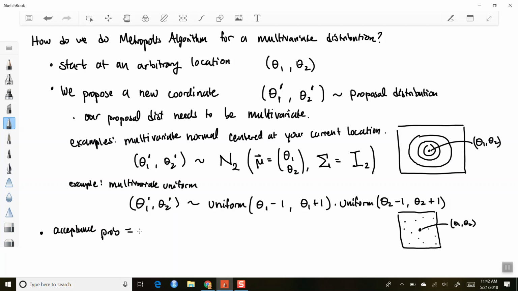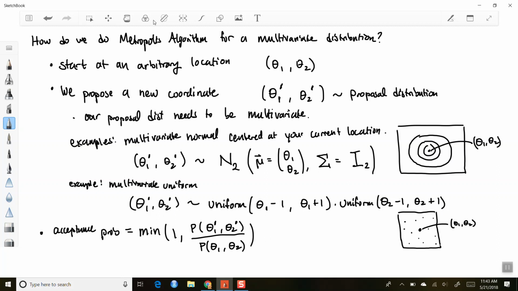So what do you think it is? We're going to start off with the word minimum. Minimum between what? 1 and the probability of the proposed value. So probability of theta 1 prime, theta 2 prime, divided by the probability of your current value, theta 1 and theta 2.